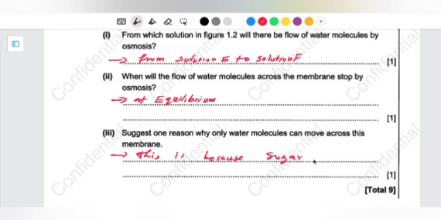Okay, sugar molecules are big to cross the cell membrane. That is one thing that you need to understand here. So let's try to look at the second question.